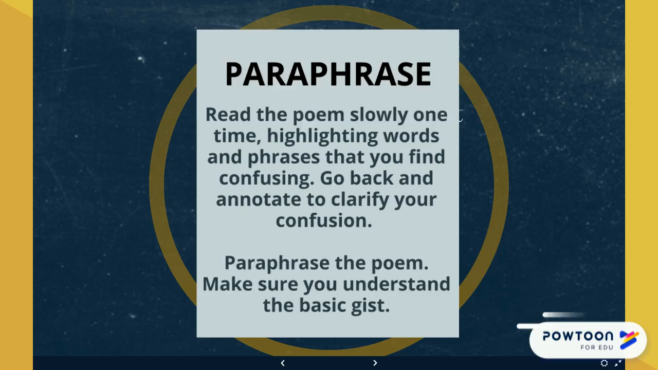Now read through the poem 1 time slowly, pausing to highlight words and phrases that you find confusing. Then go back and clarify your confusion. By the time you finish the first read, you should have a basic understanding of what happened in the poem. Don't worry about deeper meanings yet. You'll get to that later. For now, focus on getting the gist. Pause the video so you can complete this step.